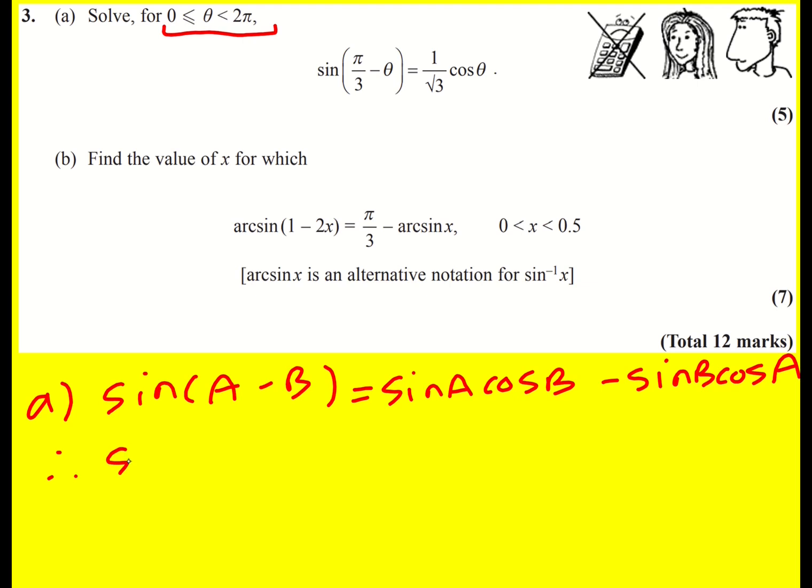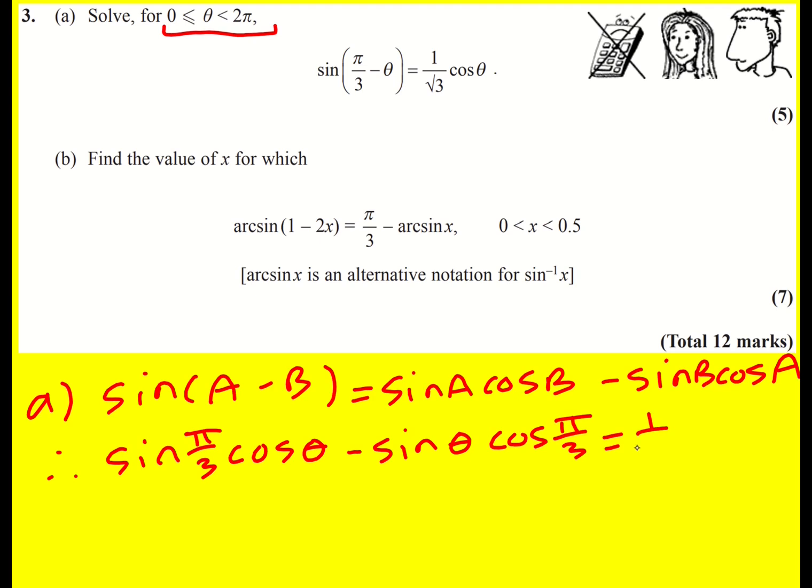Therefore, in our case, we have that sine pi over 3 cos theta minus sine theta cos pi over 3 is equal to 1 over 3 cos theta.